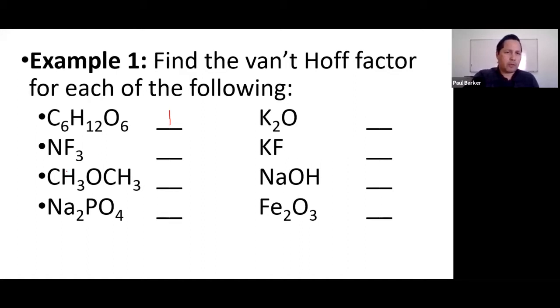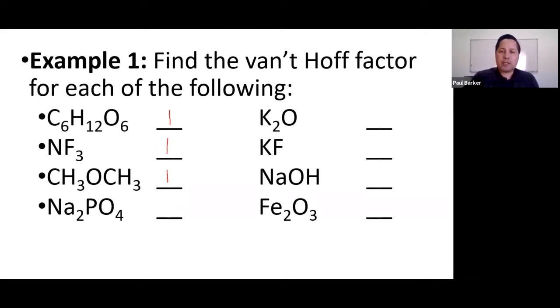The third one here, we have CH3OCH3. Again, we have carbon, hydrogen, and oxygen. All of them are nonmetals as well. So therefore, if they're all nonmetals, the Van Hoff factor is 1. And let's see, any other ones? Yes, the second one, NF3, nitrogen and fluorine. Both are nonmetals. So therefore, the Van Hoff factor is 1 as well.